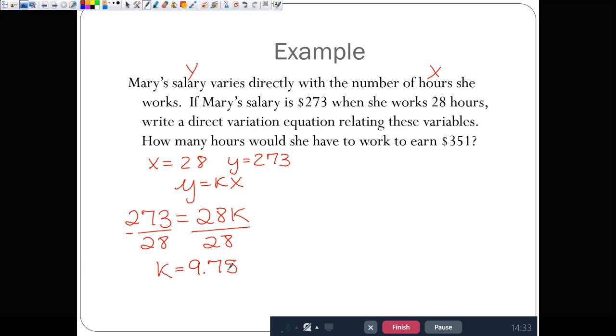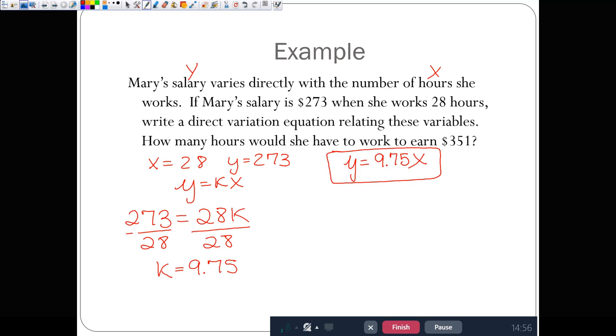9.75. Now I need to write, it told me to write an equation. So I haven't written an equation yet. I need to write one. So my y equals what? 9.75x. Okay, because 9.75 is k. Now, so that would be like part 1 of my question.